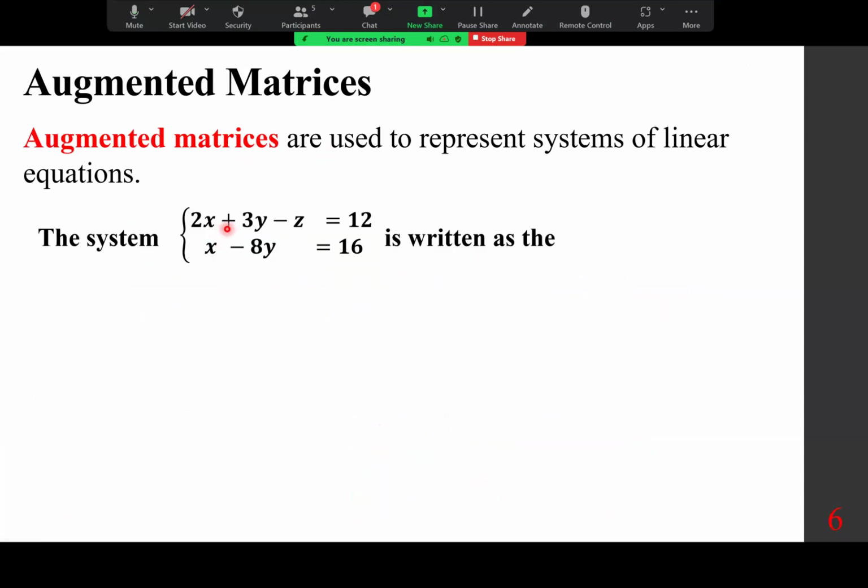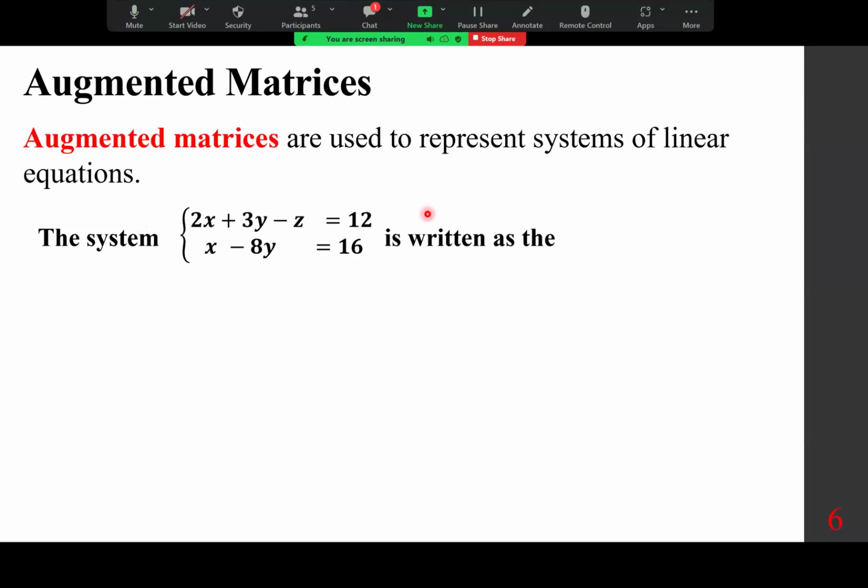The system 2x plus 3y minus z equals 12, x minus 8y equals 16 is written as follows. So we want to write the augmented matrix. To do so, you make sure the x's, the y's, and the z's are lined up. So the first column would be 2 and 1. The second one would be 3 and minus 8. The third one is about z, minus 1, and I don't see any z's, 0. And the last column, which is the constant, is 12 and 16.